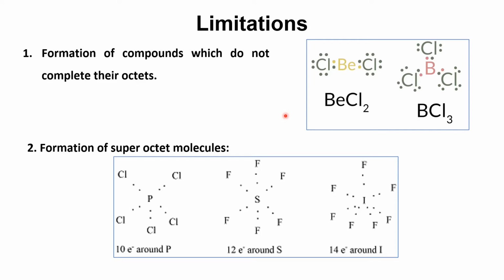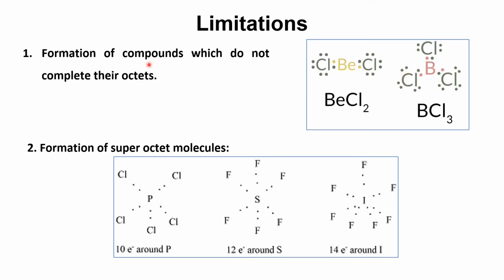For example, if we talk about BeCl2 or BCl3, these molecules do not have an octet around them. Here BeCl2 is formed from 1 beryllium atom and 2 chlorine atoms. You can see that both chlorine atoms have 8 electrons after the formation of the molecule, but beryllium has 4 electrons around it. So beryllium is not following the octet rule here. In BCl3 also, the chlorine atoms have an octet around them, but the boron atom has only 6 electrons even after formation of the molecule.